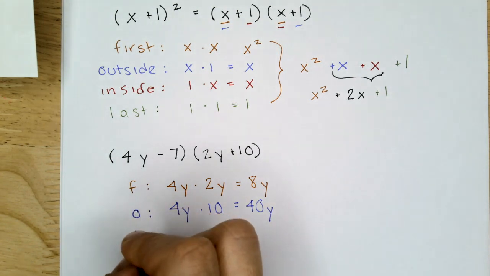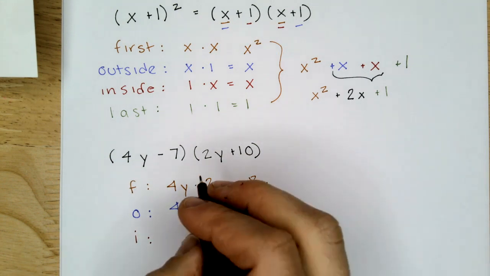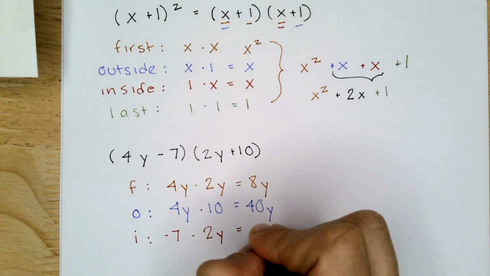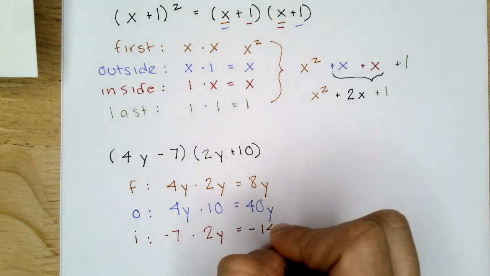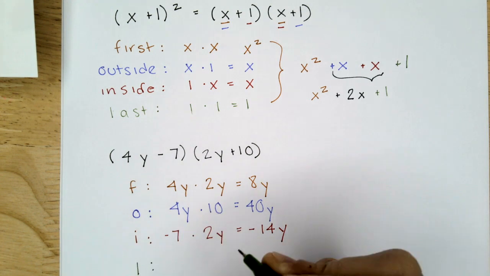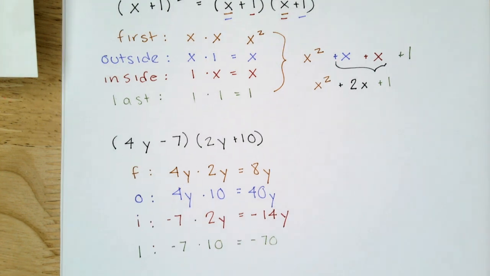Inside, the 2 inner terms, negative 7 times 2y. So this is a negative 7 and a positive 2, and negative times a positive is going to be a negative. 7 times 2 is 14, and there was 1y. And then last, we're going to have negative 7 times a positive 10, negative 70.